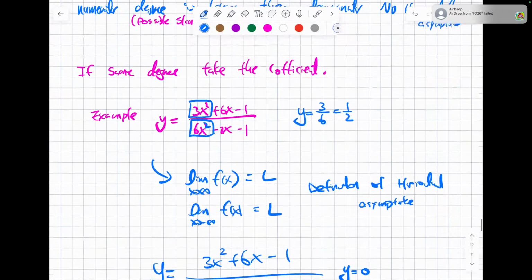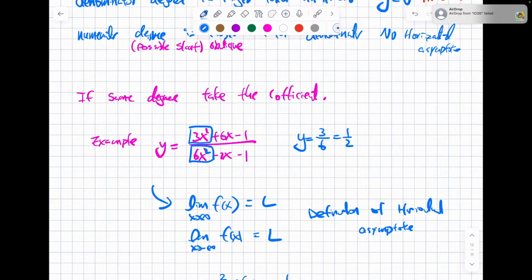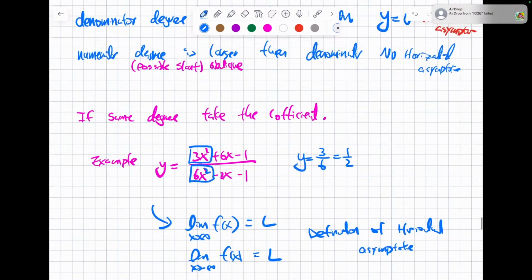With the same degree, take the coefficient. Yeah, possible slant and oblique asymptote. There are different types. Yeah, the asymptote looks like that.